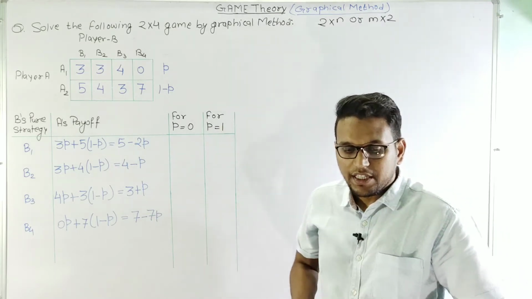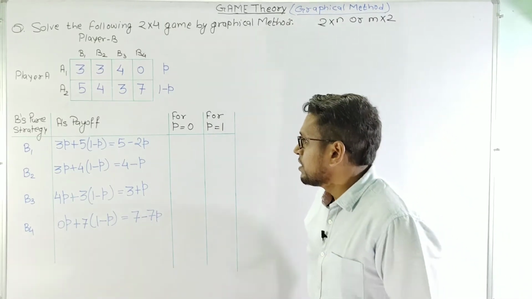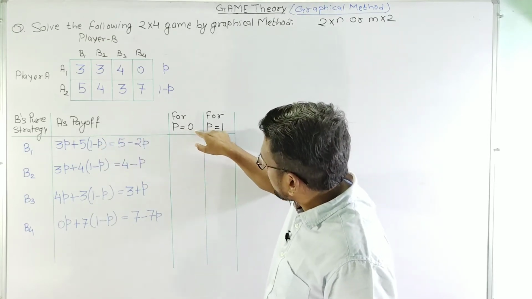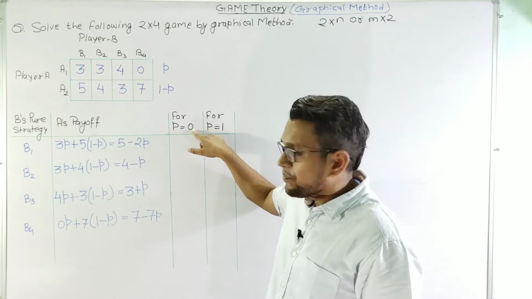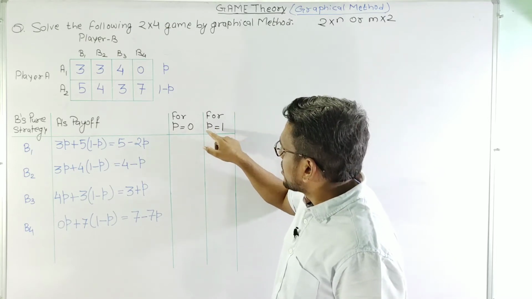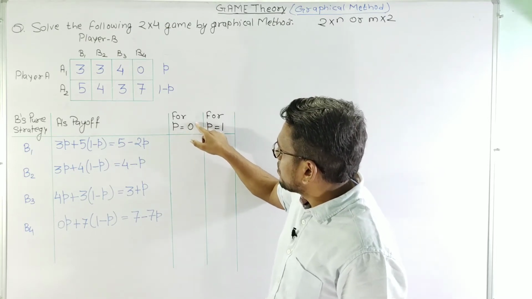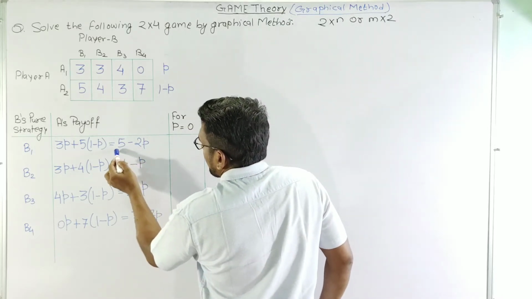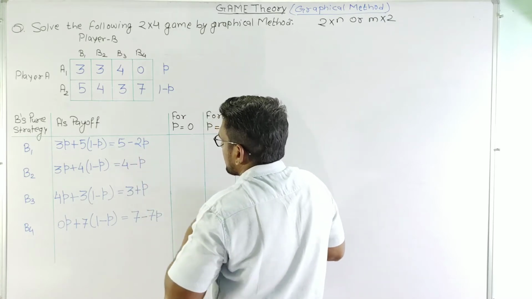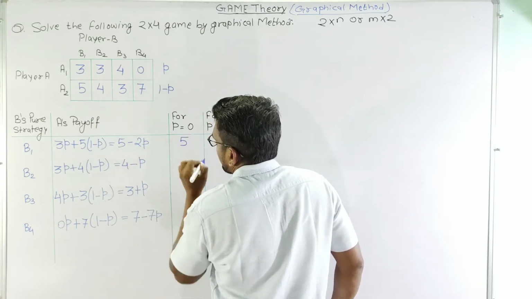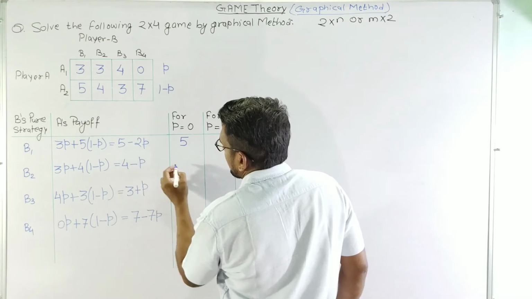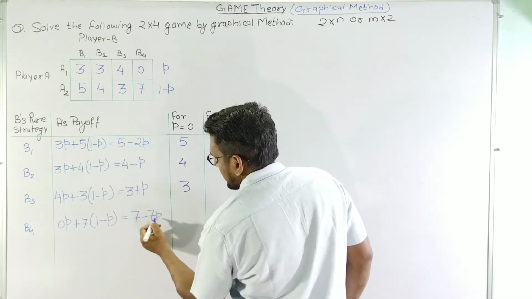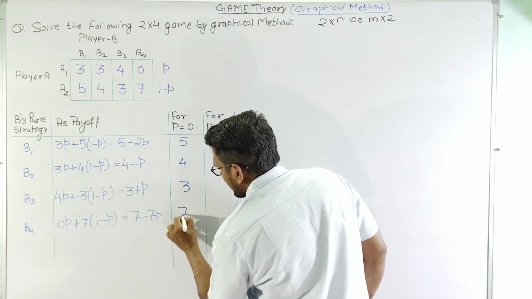Now after calculating this, we need to find out the value of expected payoff when the probability is 0 and 100%. So for the value where probability is taken as 0, we will have 5 minus 2 multiplied by 0. So this is equal to 5. Similarly 4 minus 0 is 4. Similarly 3 plus 0 is 3, and 7 minus 7 into 0 is 7.